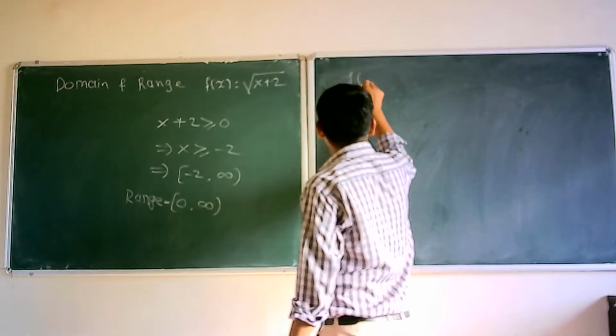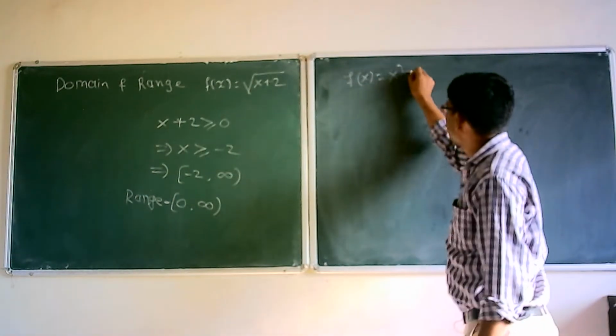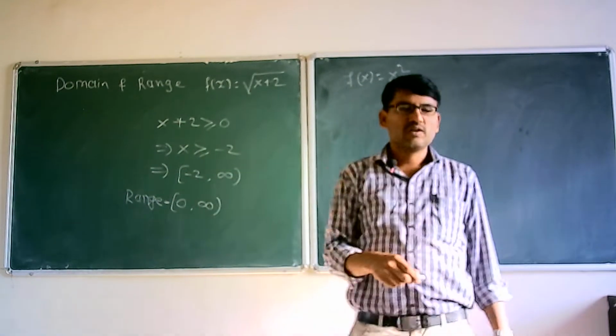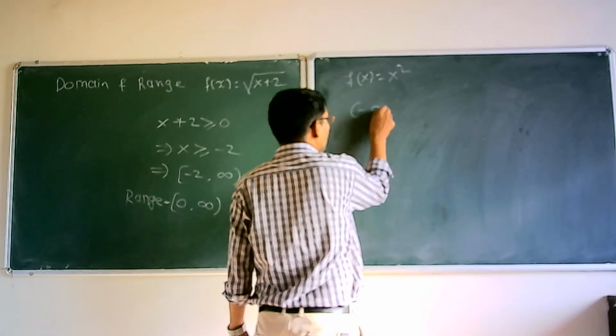Take one more example. If f(x) is equal to x squared, then its domain is minus infinity to plus infinity.